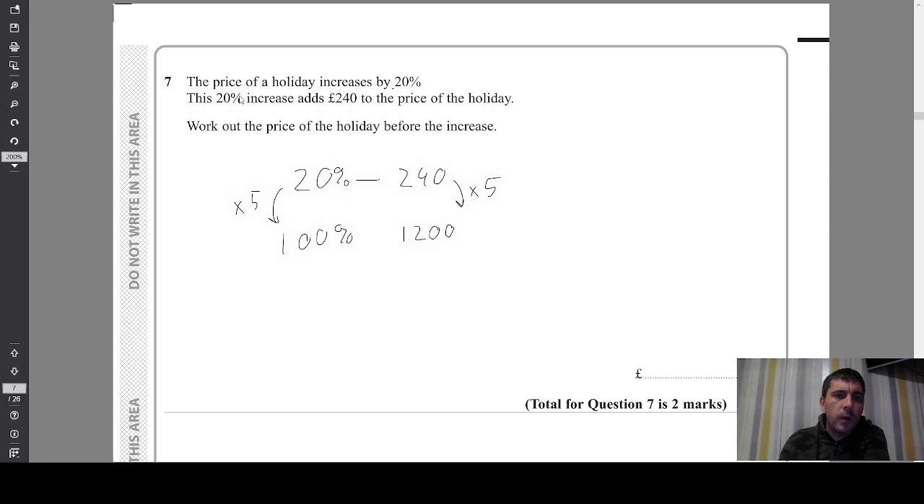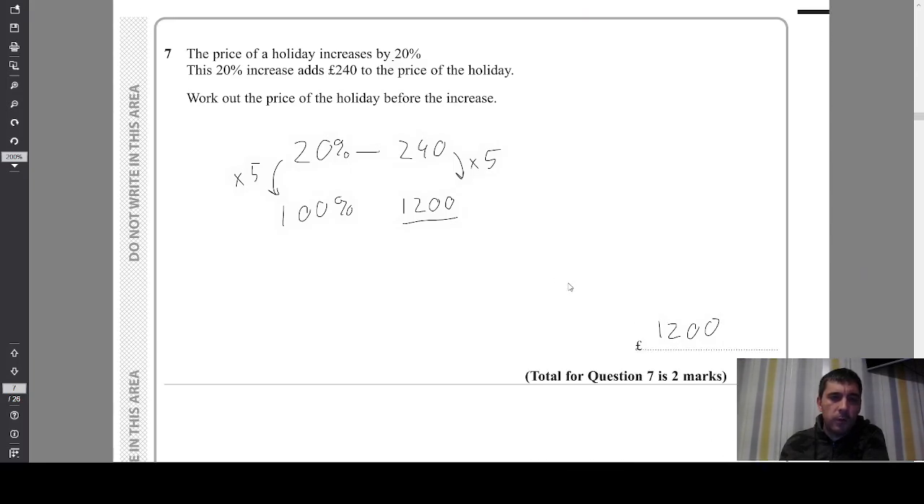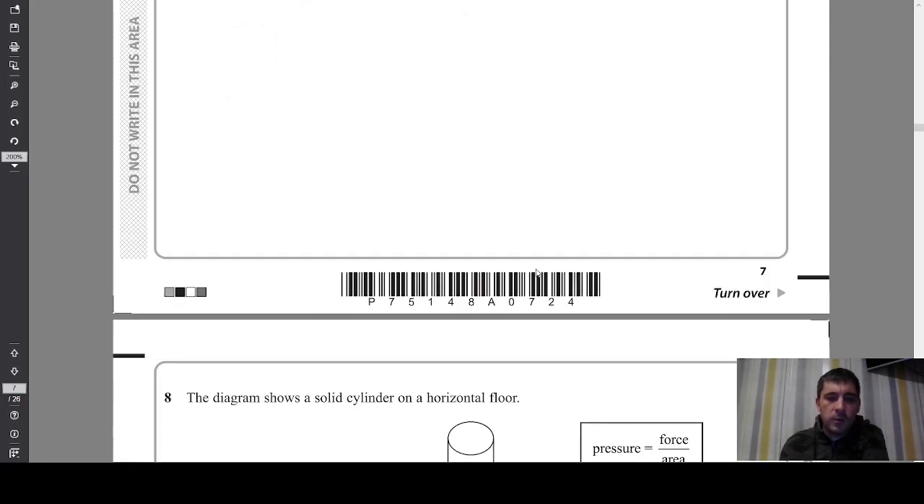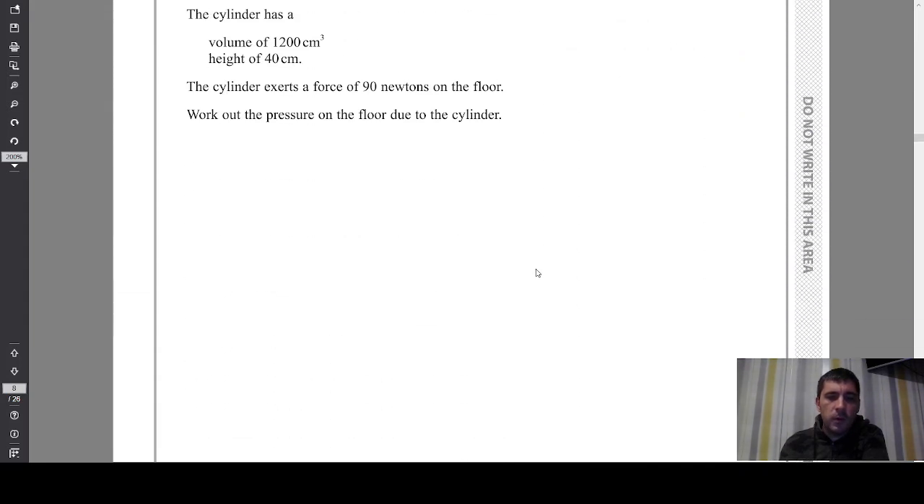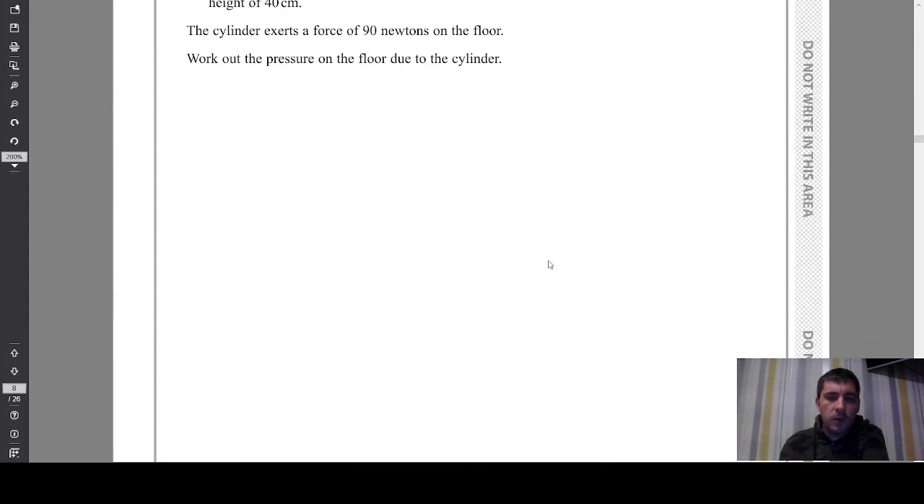So the price of the holiday increased by 20%. This 20% adds 240. So that's the price before the increase, and it asks to work out the holiday price before the increase. That's it. So 1,200 pounds. That's going to be another mark, and from this point your exam should be passed at the minimum, to make sure that we are securing the marks.